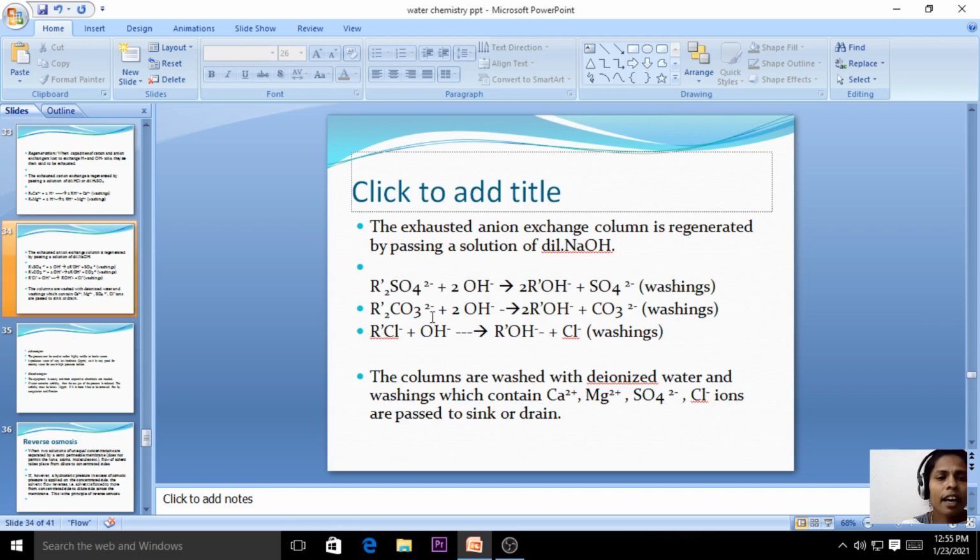In the same way, the anion exchange resin is regenerated by treating with a base. Base is nothing but OH minus. Reverse reactions take place here. Sulfate ions are replaced with OH minus, carbonates are replaced with OH minus, Cl minus is replaced with OH minus. So we will get ROH. ROH means anion exchange resin. The columns are washed with deionized water, and the washings which contain calcium plus 2, magnesium plus 2, sulfate and chloride ions are passed to the sink or drain. Whatever extra byproducts are produced are removed by the washing method.